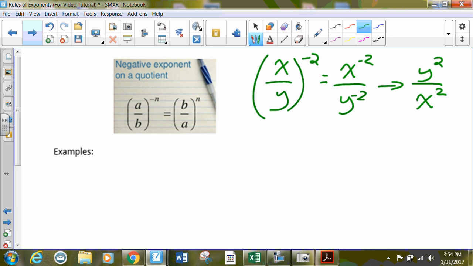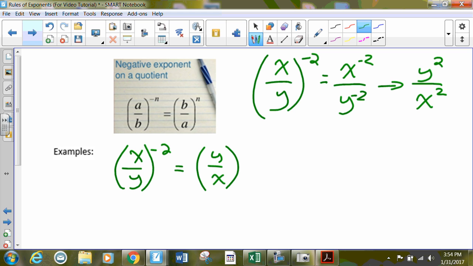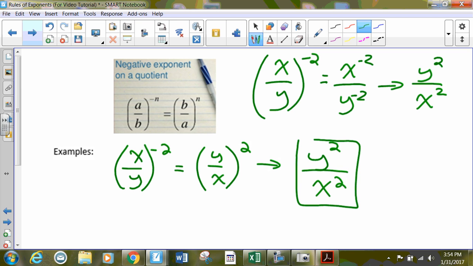But what this rule says is you don't have to go through that much thinking. It says when you see something like x over y to the negative 2, you automatically know that's the same as flipping your numerator and denominator and making your exponent positive. And then, of course, we would use our quotient power rule to come up with the same answer that we did the long way.